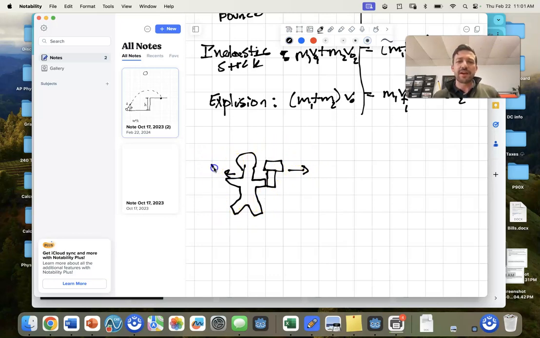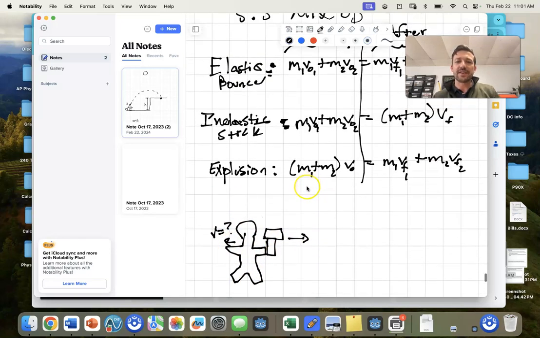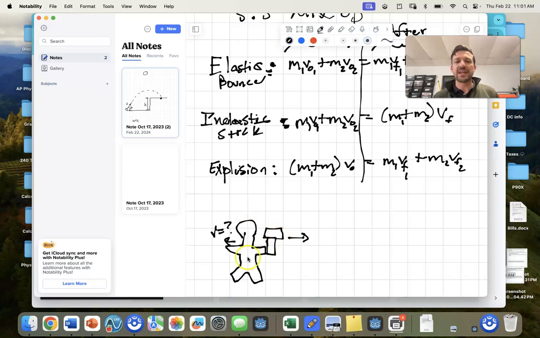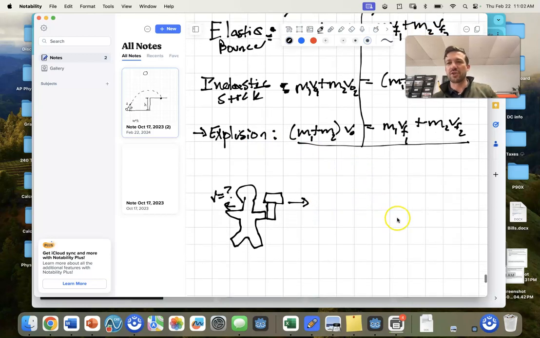And I might ask you to calculate, like, what is the velocity of the man afterwards? So what type of one of these is that? The two masses begin stuck together, and then he throws it, right? So that's going to end up being an explosion type formula. You would use something like that. Yeah? Let's give another example of one of the explosion ones.